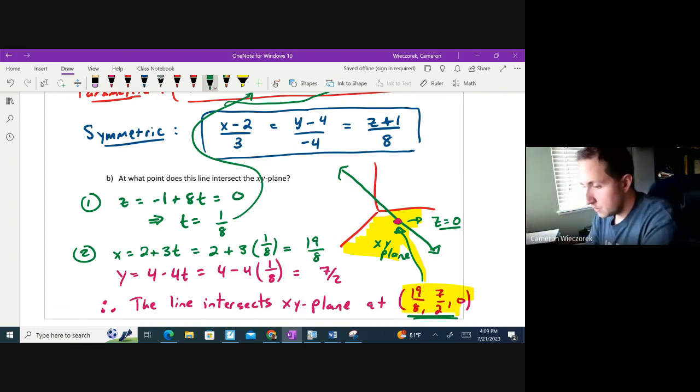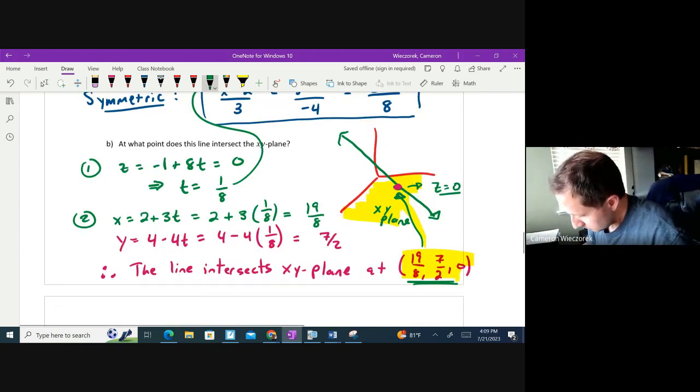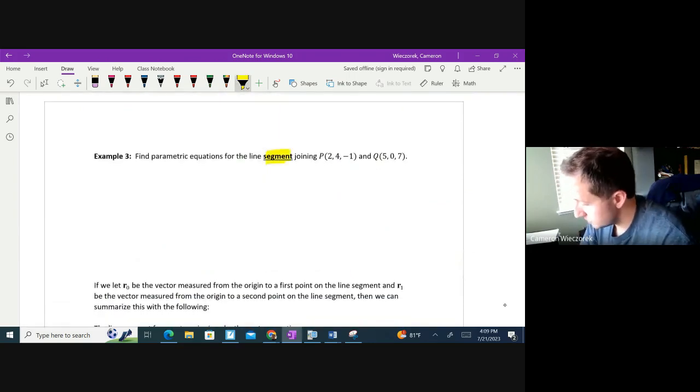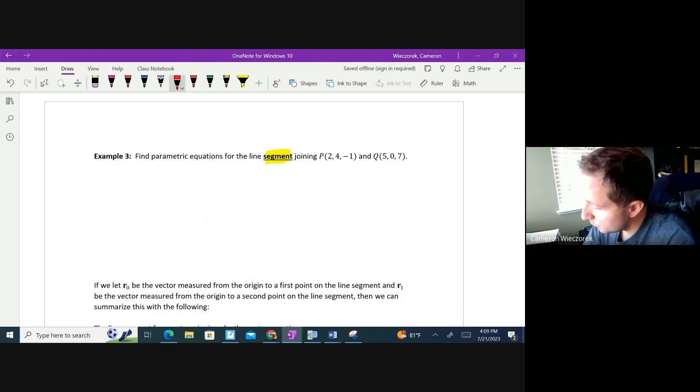Last page here. Find parametric equations for the line segment, so not the entire line, the line segment, joining the points P and Q with ordered pairs given. So remember, now we're not extending the line infinitely in both directions. We have a specific starting and stopping point. Okay? We want to go from P to Q or from Q to P, whichever way you think about it.